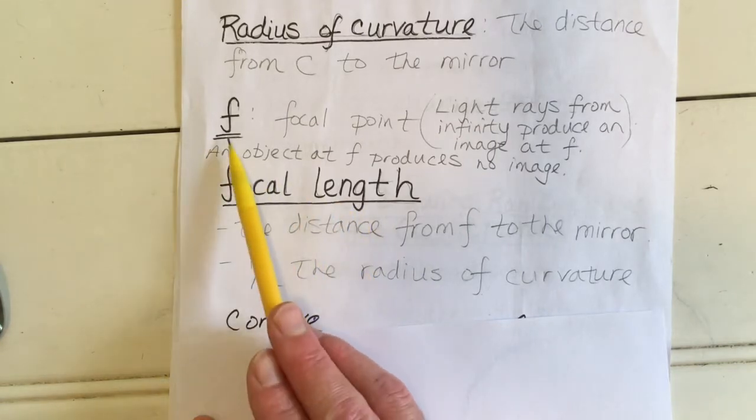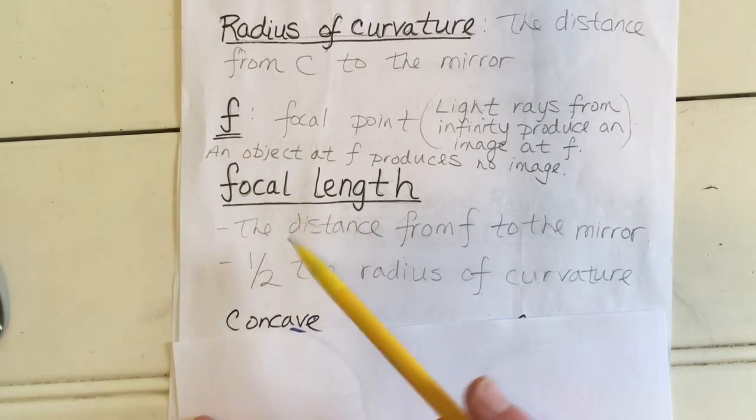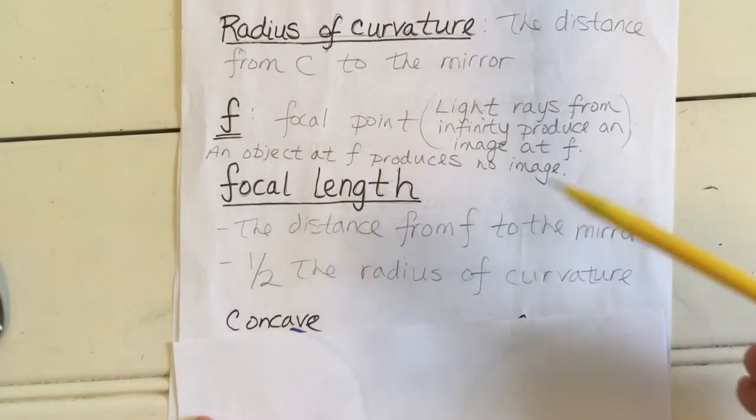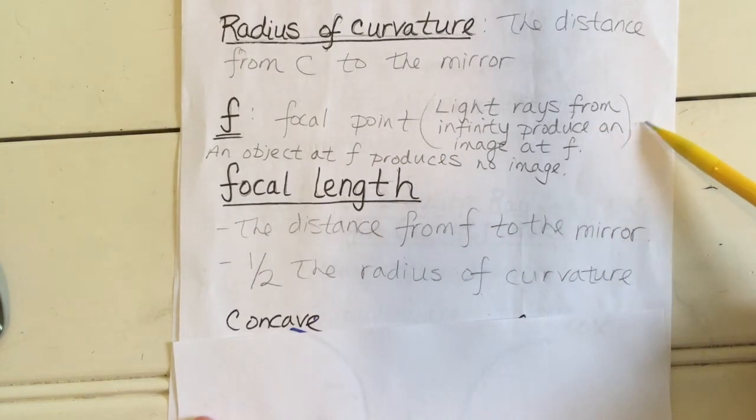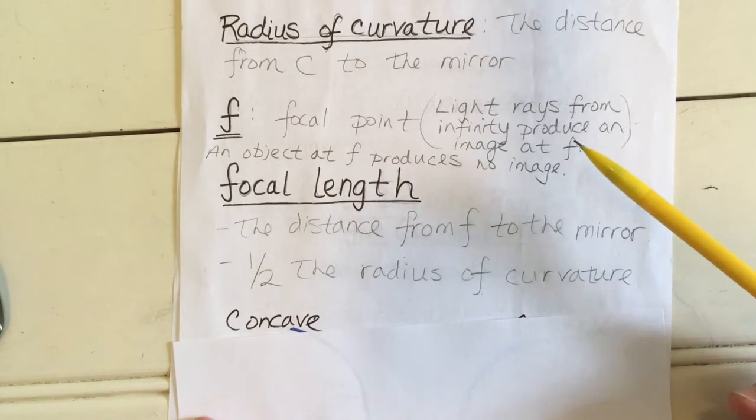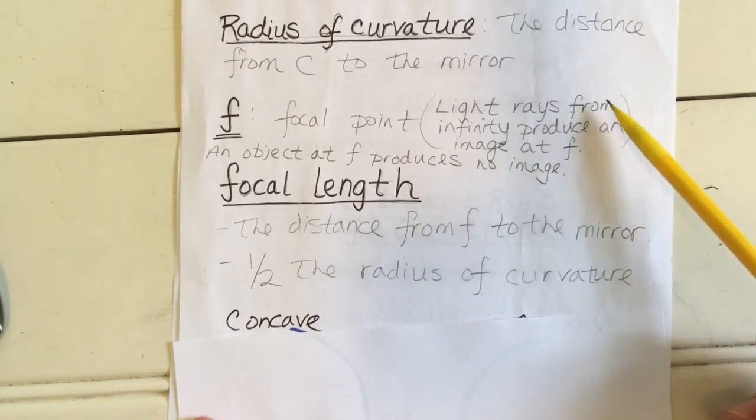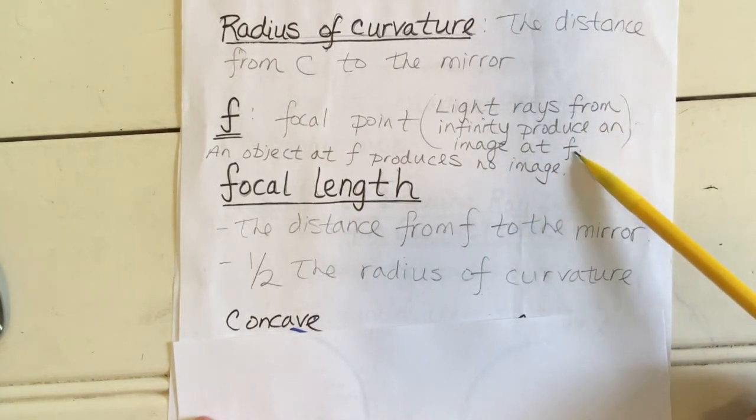So this point F, this focal point, if light is coming in from infinity, so light from a distant object comes in, hits the mirror, its image will appear at the focal point. But the opposite is true too.